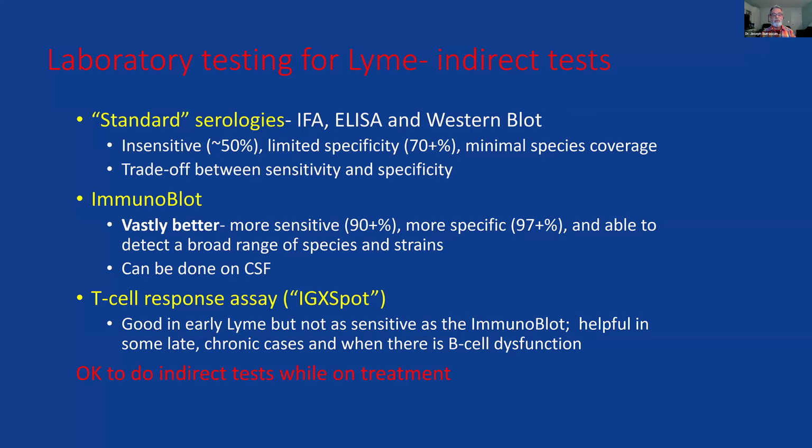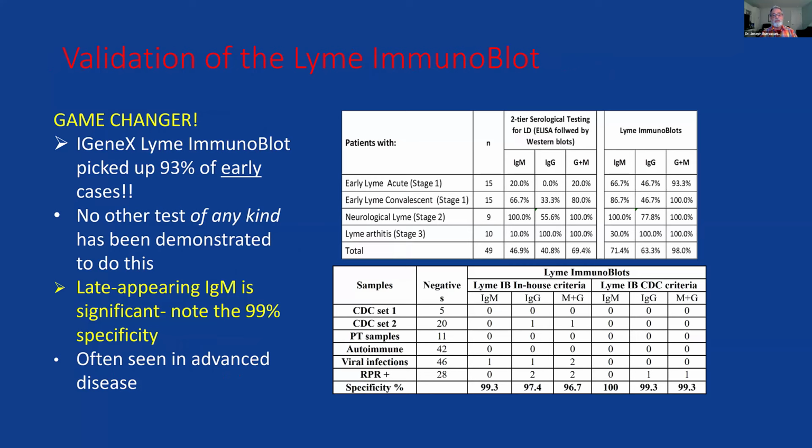Another indirect test, which is often done, is a T-cell response assay. Immunoblots and the other serologic tests rely on B-cell function. This relies on T-cell function and can be positive in someone who is immune suppressed with a poor B-cell response. So it's another tool that we have, and all of these indirect tests can be done if a person's on antibiotic therapy.